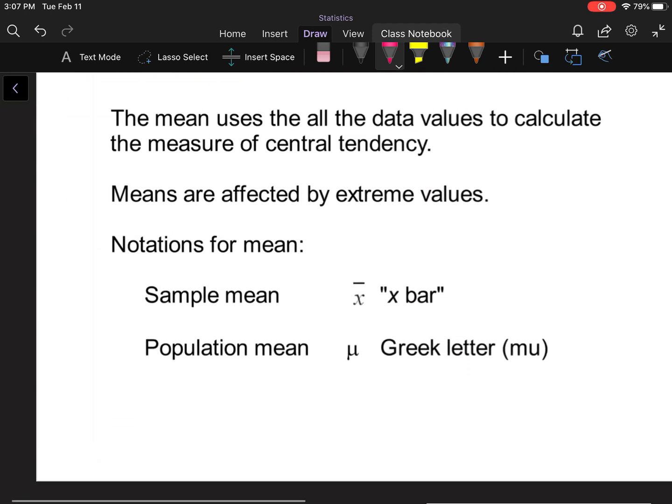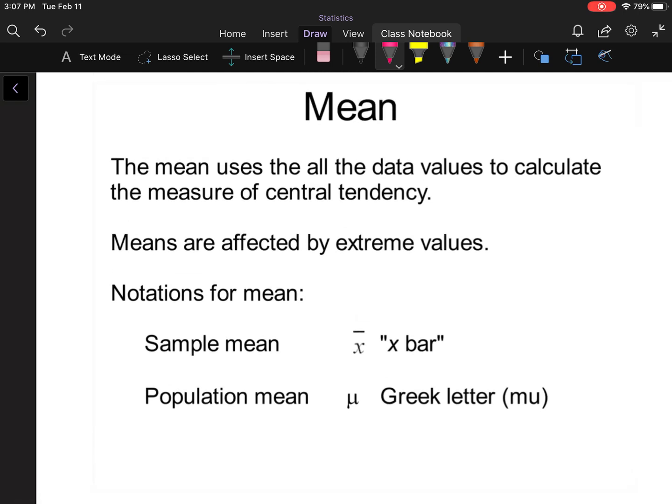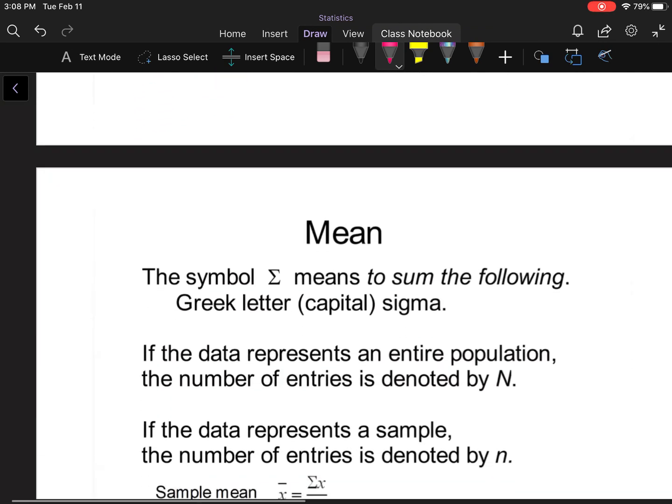Okay, the mean is used. It's basically the average. The mean uses all the data to calculate the measure of the central tendency. Kind of get into some notation now. Whenever you see X bar, it's a sample mean. So like all the data you got on your project was from a sample, so you'd use X bar to develop that. But if I want to talk about all the Cheyenne stats kids, that would be a population mean. I'd be talking about mu. Okay, they're calculated the same way.